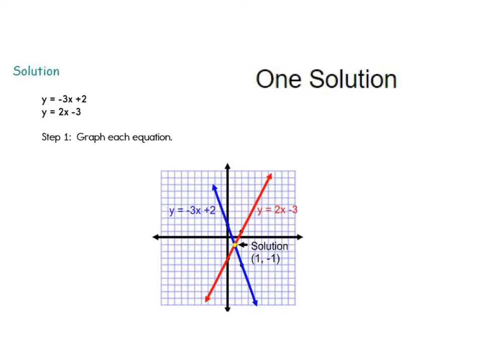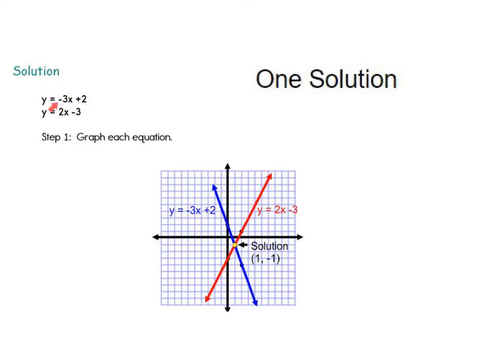You can see on this slide here that we have two equations. Now they're both in y equals mx plus b form, but this would be a system of equations. They're both graphed here, and you can see that they intersect. And where these two graphs intersect is the solution to this system of equations. This is (1, -1).